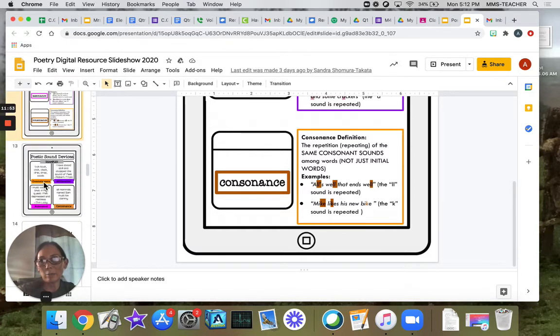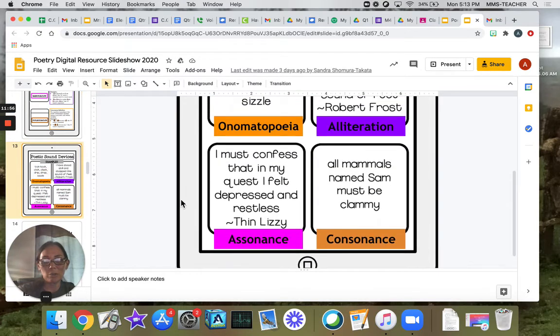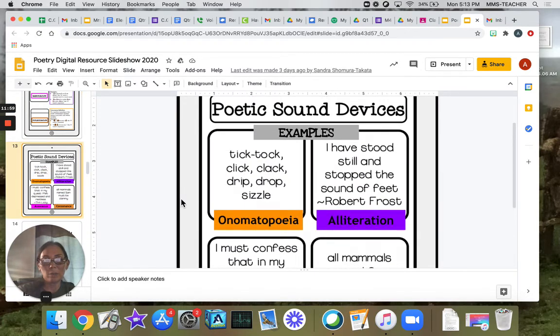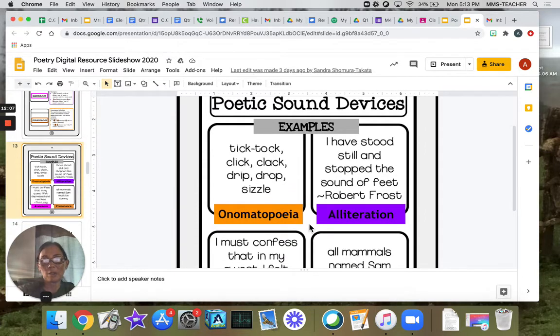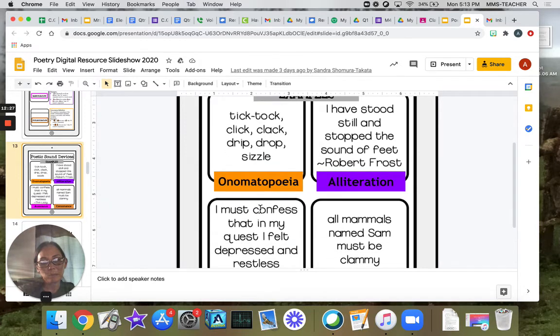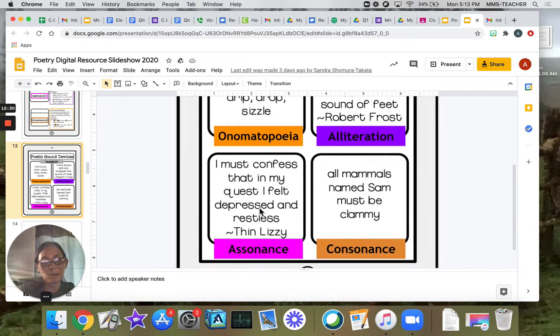Now, slide number 13 is just a review of all of the poetic sound devices that we went over and their examples. So onomatopoeia, some examples are tick tock, click clack, drip drop, and sizzle. Alliteration, here's an example: I have stood still and stopped the sound of feet. This is part of a poem from Robert Frost, and it's the S sound that's repeated.